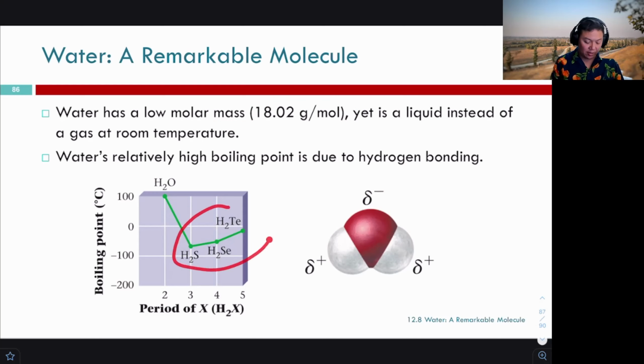If we look at other similarly structured molecules, H2S, H2Se, so hydrogen selenide, or hydrogen telluride, these all have boiling points below 0 degrees Celsius, whereas water boils at 100 degrees Celsius. In this case that's due to the hydrogen bonding compared to those other molecules.